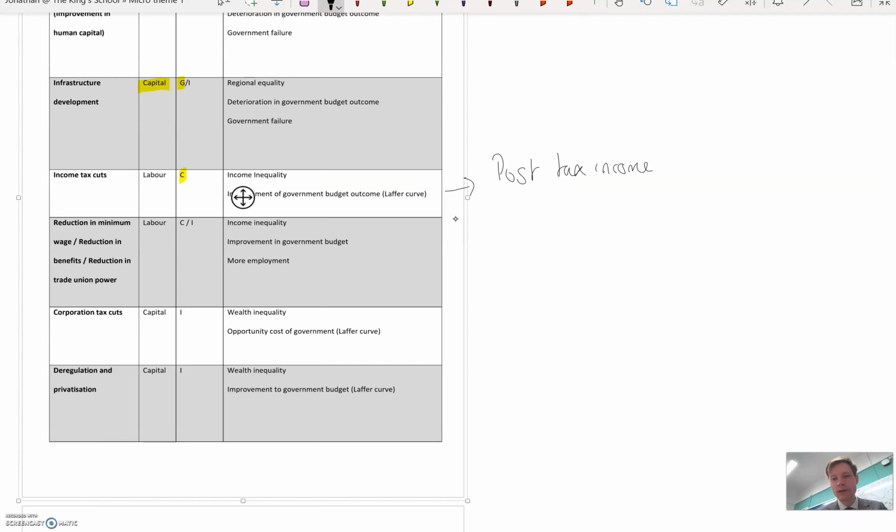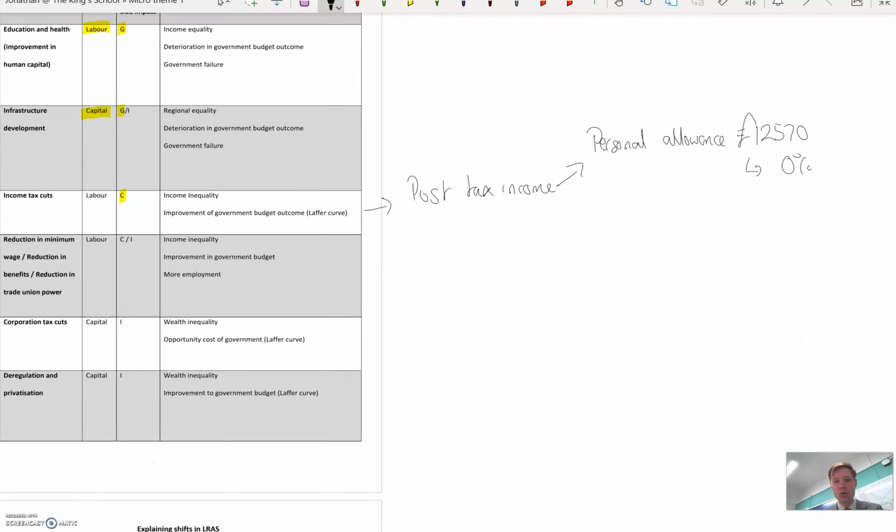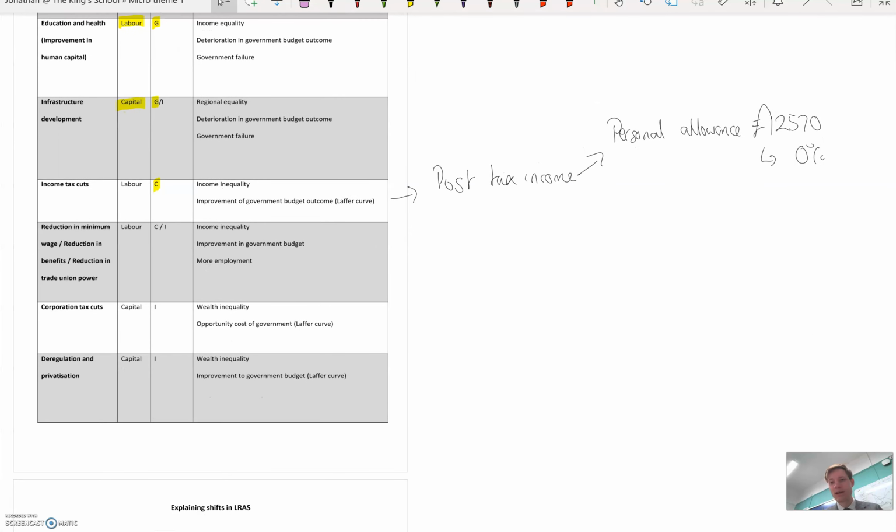If you're going to talk about income tax cuts, take an example, use the UK as your example, and I would look at two different brackets. I would look at the personal allowance. The personal allowance in the UK is £12,570, and that means that for the first £12,570 that you earn, you pay a 0% tax rate. If you wanted to lower that effective tax rate, what you would do is increase that number to say £15,000.